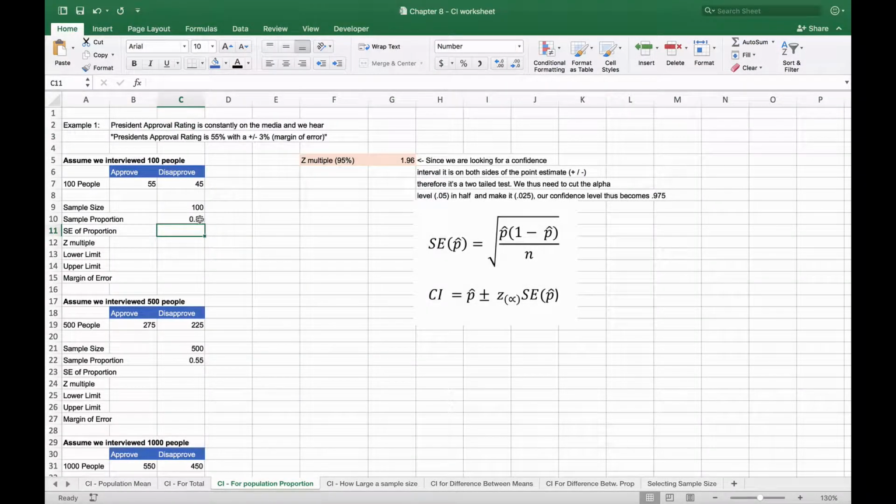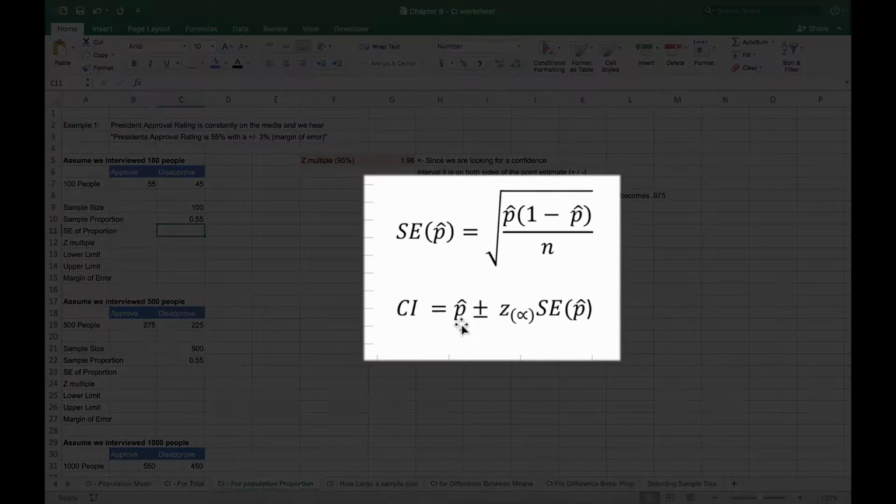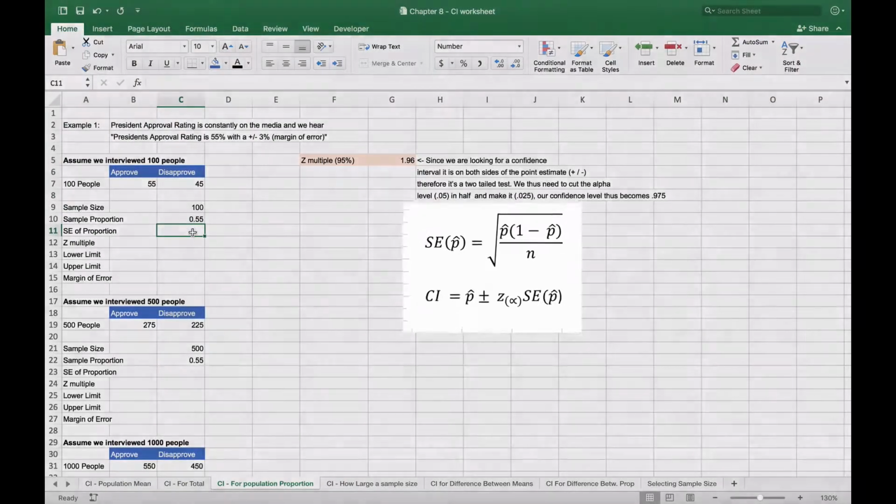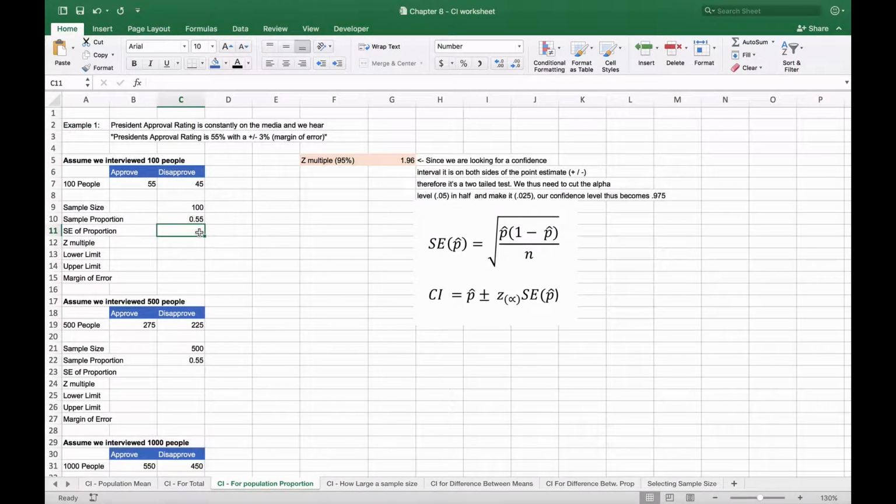The formulas are given on the right. Our confidence interval is going to be this p hat, which is this estimate of the proportion of approve or success, or whatever it is the variable of interest is, plus or minus our z multiple, with alpha being the confidence level, multiplied by the standard error of p hat, which is given by this formula up here. So the first thing we need to do is calculate the standard error of the proportion.